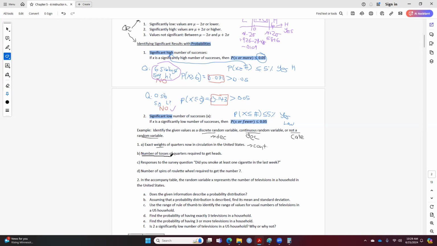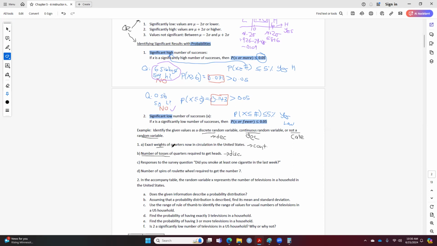Number of tosses required to get heads. So if you take your quarter and toss it, how many times do you need? So how many tosses do you get? This is also numerical, which is quantitative. But the number of tosses cannot be decimals, because you get either 1, 2, 3, 4, 5, you cannot have 2.5 tosses. So this kind of word will be discrete.